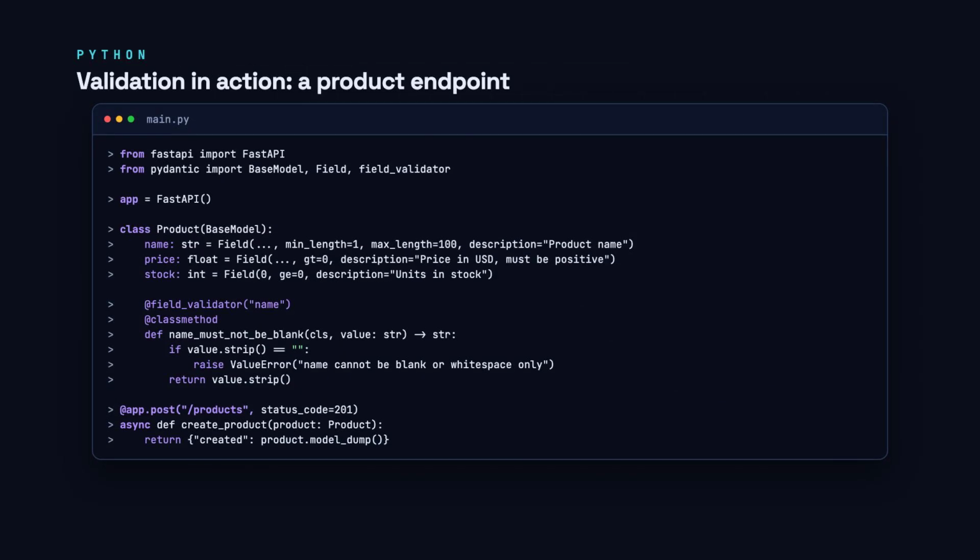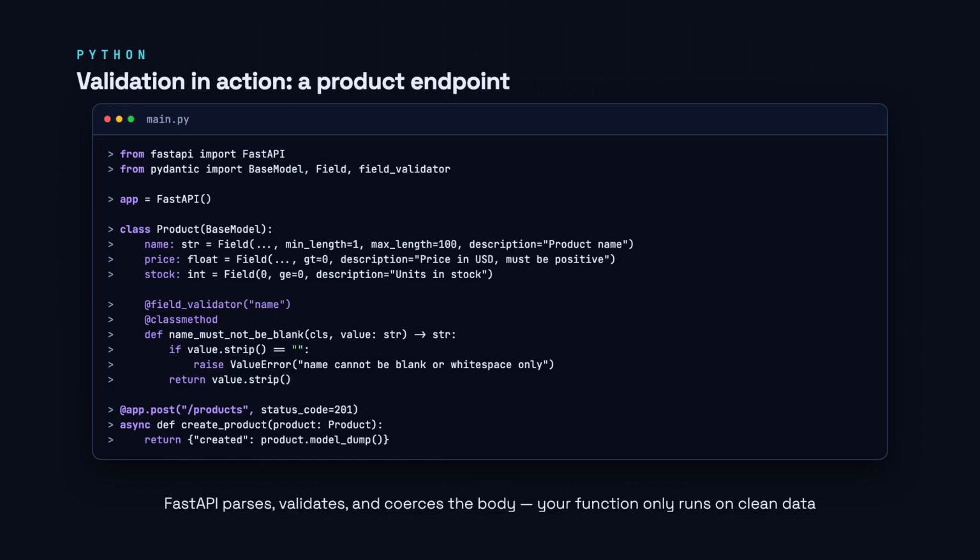At the top, we import FastAPI, BaseModel, Field and field_validator from their respective packages. The Product class extends BaseModel, making it a Pydantic model. The name field uses Field, with min_length 1 and max_length 100. Those are hard constraints. The price field uses gt=0, meaning strictly greater than 0, so a price of 0 is rejected. The stock field defaults to 0 and uses ge=0, meaning 0 or more.